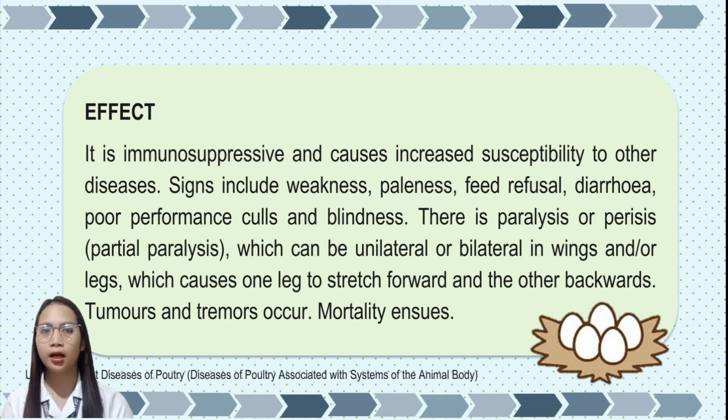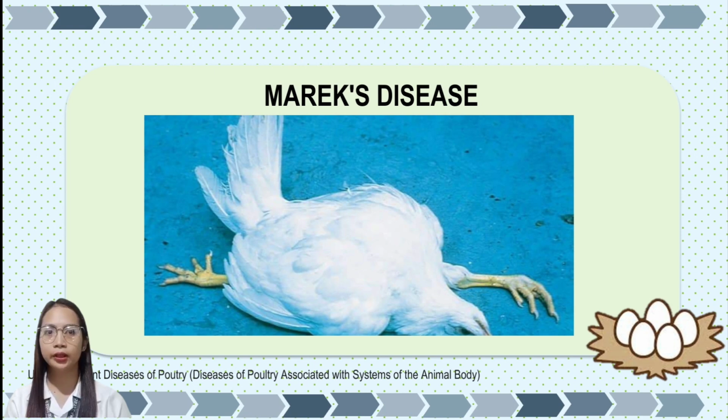The birds are unable to stand, become paralyzed, appearing uncoordinated, and slowly waste away from lack of food and water. In most cases, the paralysis comes on quickly. In some cases, the eye may be affected, resulting in blindness. There is no treatment for Marek disease. Diseased birds should be promptly removed from the flock and humanely destroyed.